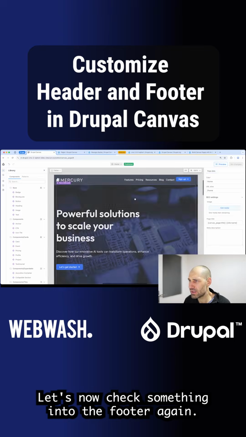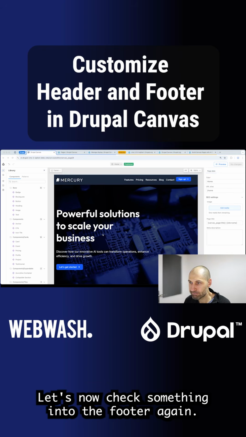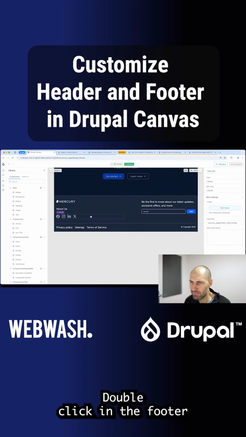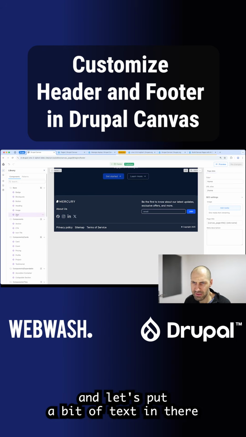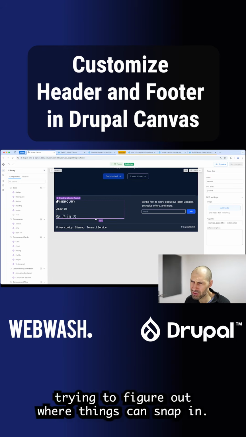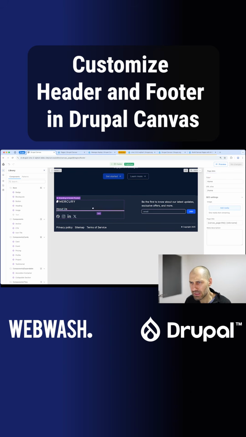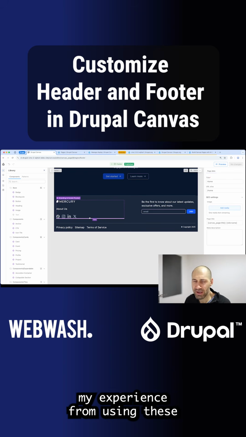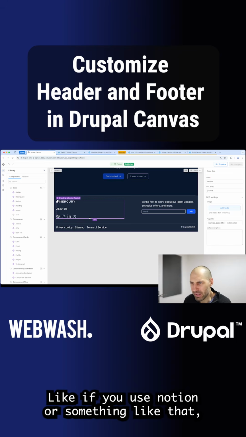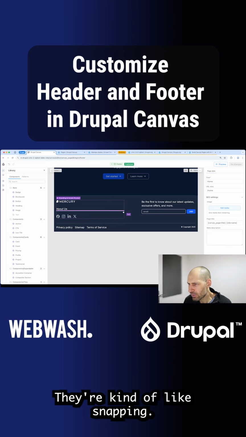Let's now chuck something into the footer. Again, scroll right down to the bottom, double click in the footer, and let's put a bit of text in there and kind of snap it in. You can see that sometimes it's tricky trying to figure out where things can snap in. Again, this is just my experience from using these kind of block editors. Like if you use Notion or something like that, they're very similar. They're kind of like snap in.